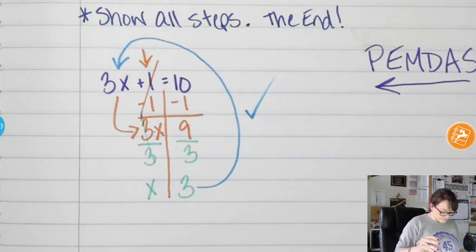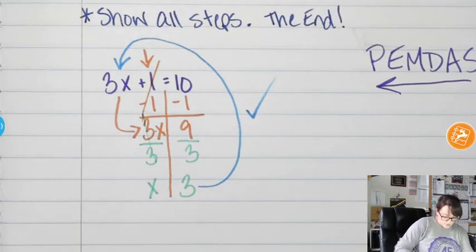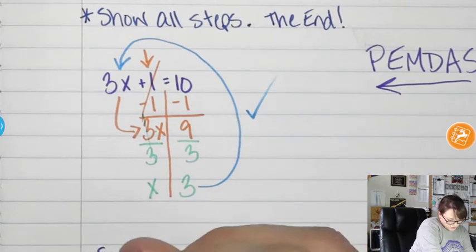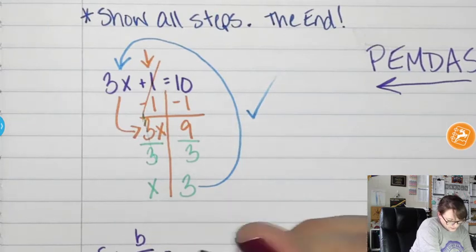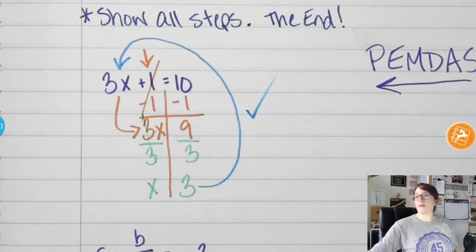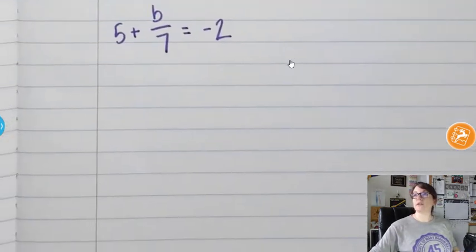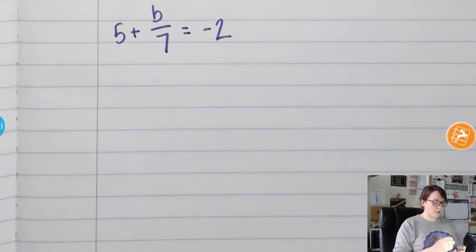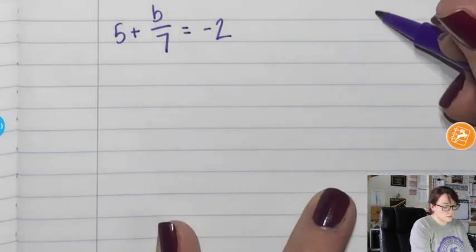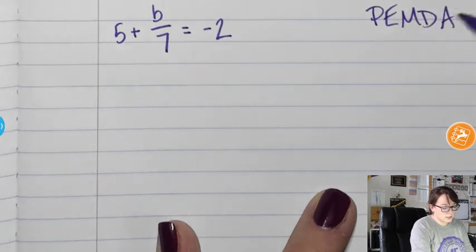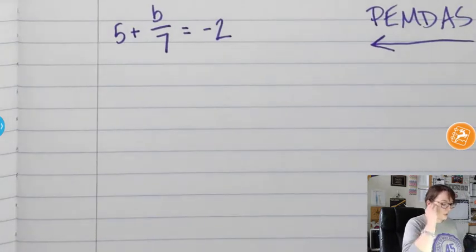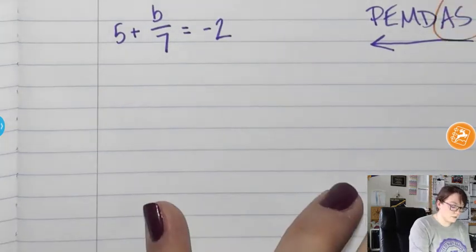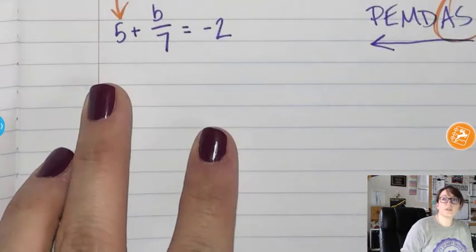All right. Here's another one. 5 plus b over 7 equals negative 2. PEMDAS backwards always. So PEMDAS backwards. Do you see any adding or subtracting? Yeah. What is being added? This is tricky. 5. Added or subtracted? 5. So our adding and subtracting is 5.